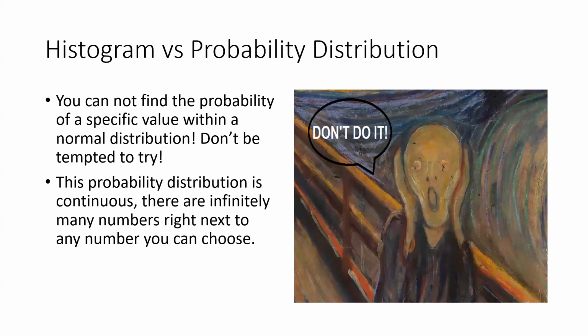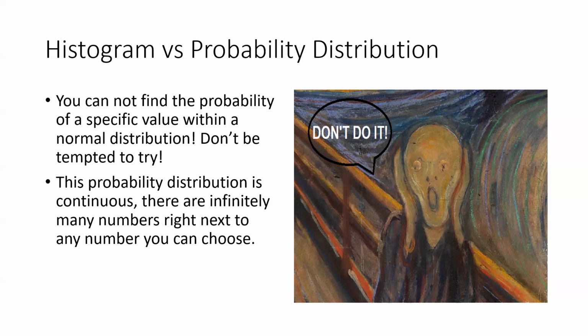So you can't find the probability of a specific event within a normal distribution. Don't be tempted to try. This differs from histograms where you can follow along the bars on the x-axis and then move up with the y-axis to discern the frequency of a particular occurrence. It's not the same as it pertains to probability distribution. A probability distribution is just a visualization. It's not actually displaying occurrence.